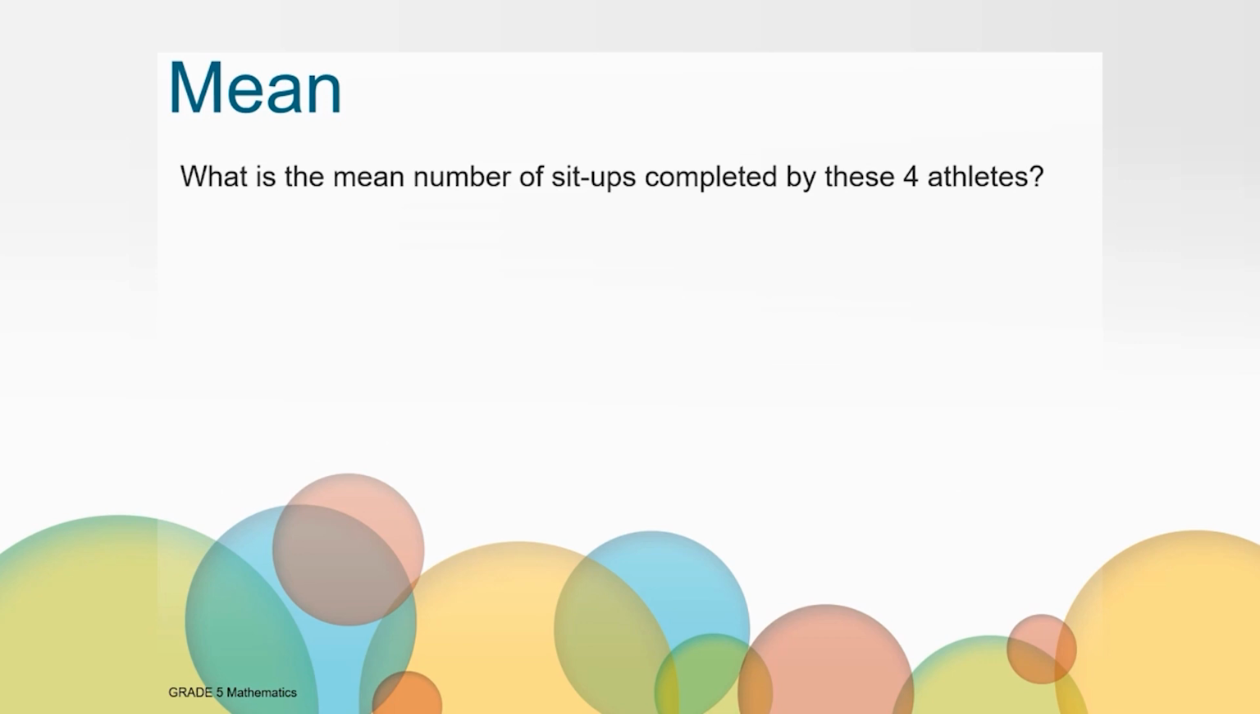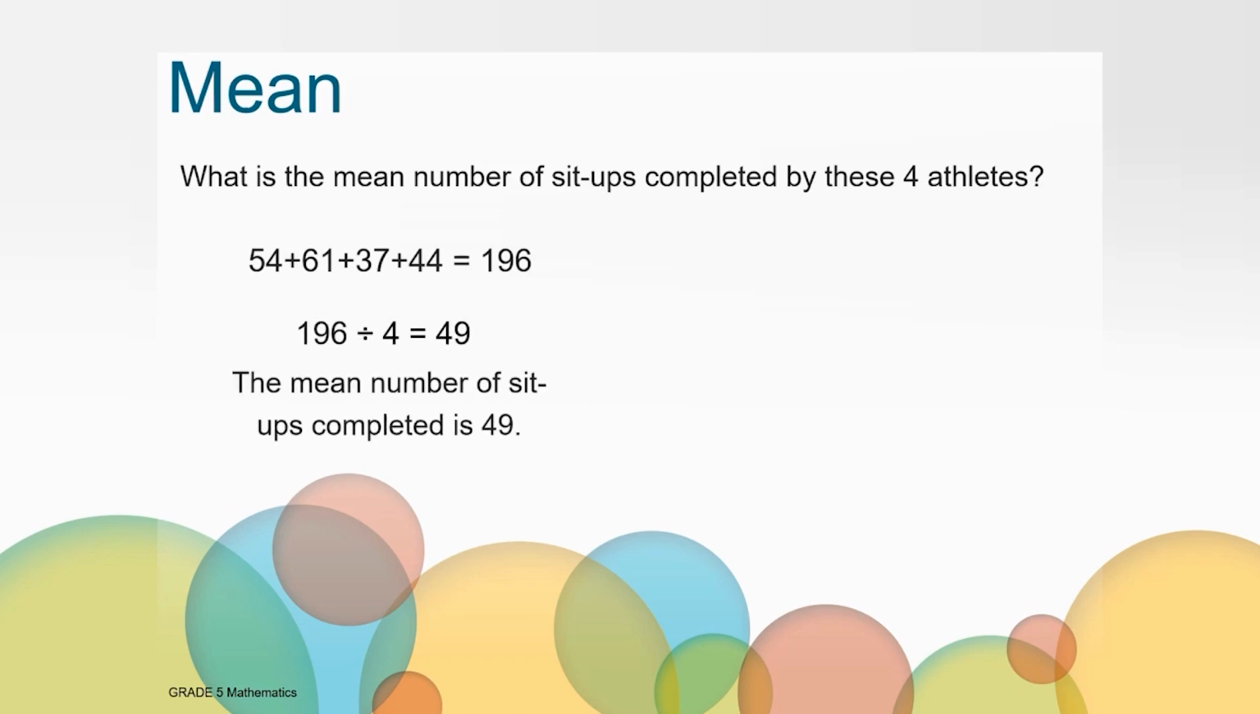Okay, so looking at the data for sit-ups, hopefully you added these 4 values up and then divided that sum by 4. And did you get 49 as the mean number of sit-ups completed? If so, that's correct. Then to find the difference in both mean values, you would need to subtract both numbers and you would get a difference of 8. So the difference in mean values is 8.